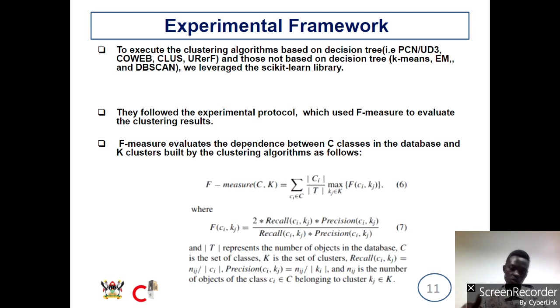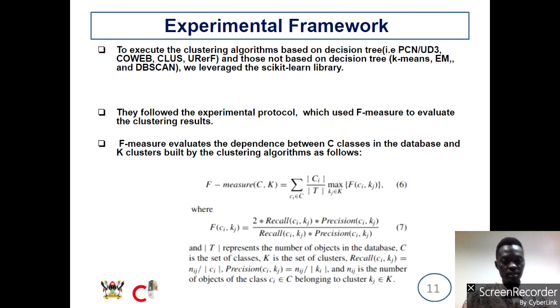These other ones are also good, but they are not based on unsupervised decision trees, like K-means, EM, DBScan. So those ones, we also tested them. We did the execution with that particular model. That is what they were proposing.